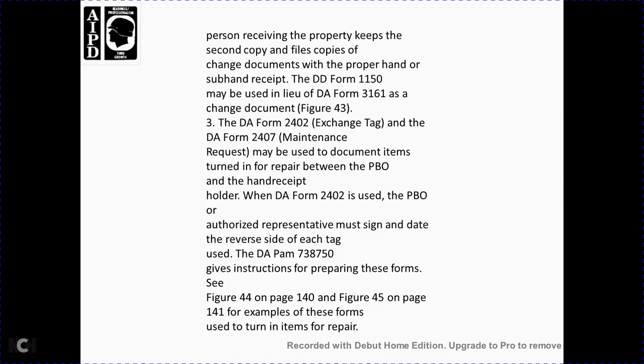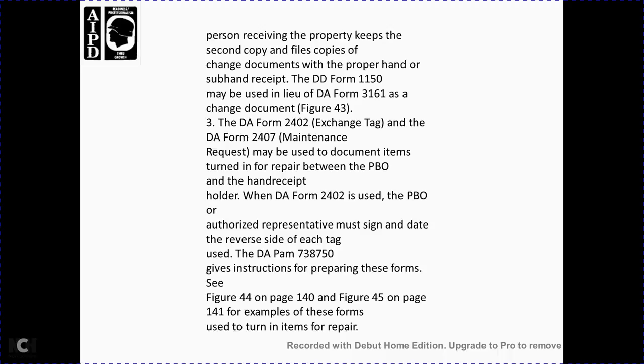DA Form 2062, the hand receipt, and the annex number are prepared with the hand receipt and sub-hand receipt. DA Form 3161, request for issue or turn-in, is prepared with the change of document. The personal receipt of the property keeps the second copy of the file with the copy of the change of document. DA Form 1150 may be used in lieu of DA Form 3161 as the change of document, figure 43.